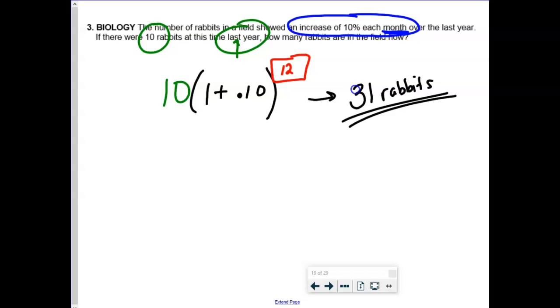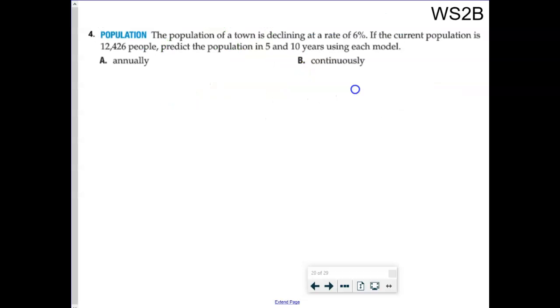Oh, rabbits. There's actually a really cool Fibonacci problem associated with rabbit breeding. All right, move on. Worksheet 2. B.